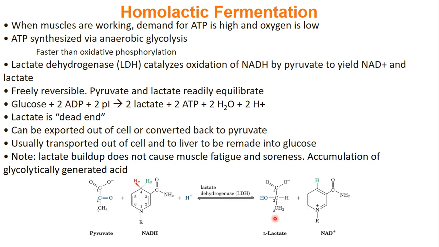This is freely reversible, so this can interchange, and they would readily equilibrate if given the chance. So the overall reaction for anaerobic glycolysis in mammals, for example, is glucose plus 2 ADP plus 2 inorganic phosphates go to 2 lactate plus 2 ATP plus 2 water and 2 H+. Lactate is what we're calling a dead end here, in that we can't get more energy out of it. It's done.